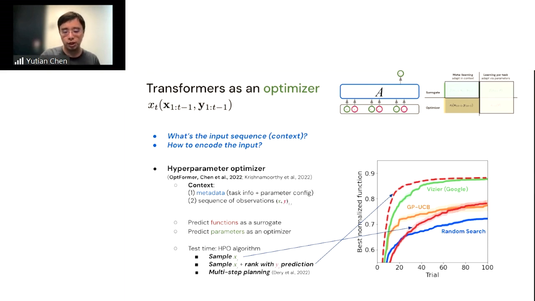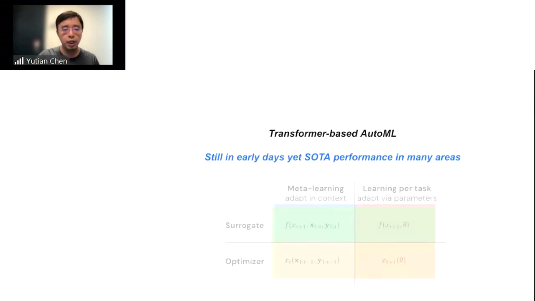We also explored multi-step planning for transformers in another work. So I have given a few examples in different combinations of either using the transformer as a surrogate or as an optimizer directly, in either the meta-learning setting or the learning-per-task setting. Although the research of transformer-based AutoML is still in very early days, we have already seen a lot of good performance in many problems. So I think this is a very promising research area for more exploration.